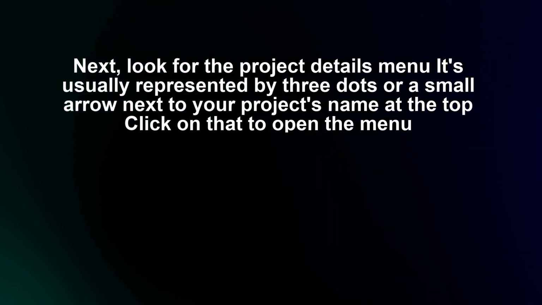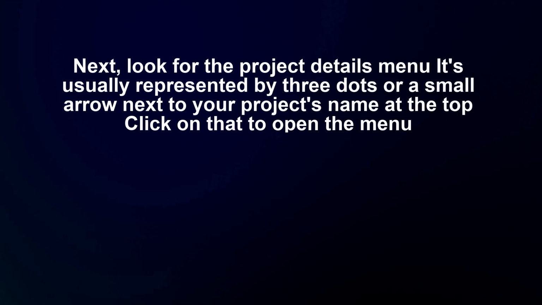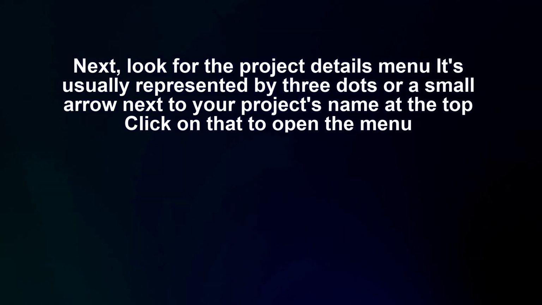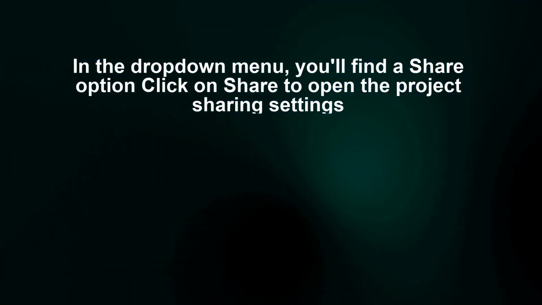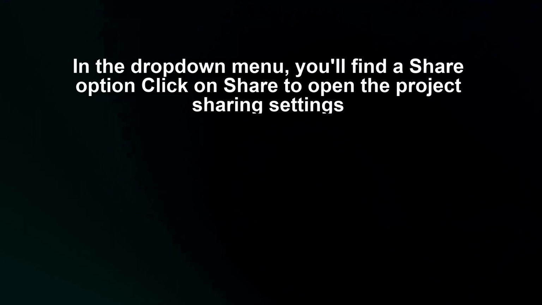Next, look for the project details menu. It's usually represented by 3 dots or a small arrow next to your project's name at the top. Click on that to open the menu. In the drop-down menu, you'll find a share option. Click on share to open the project sharing settings.